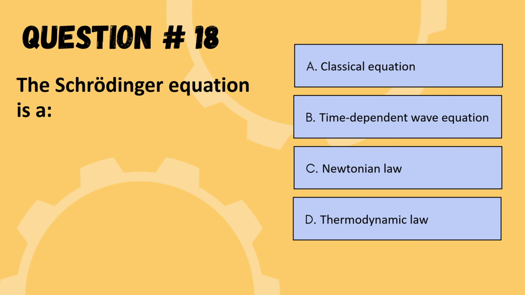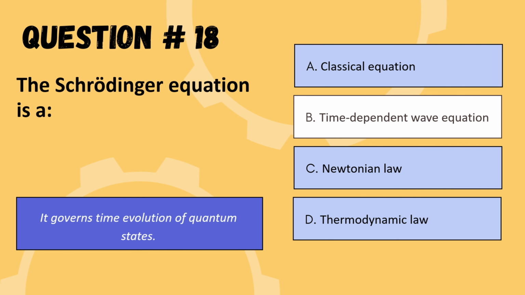Next question is, the Schrodinger equation is a. Options are classical equation, time dependent wave equation, Newtonian law, or thermodynamics law. So the correct option is time dependent wave equation. So we are moving to the next question.